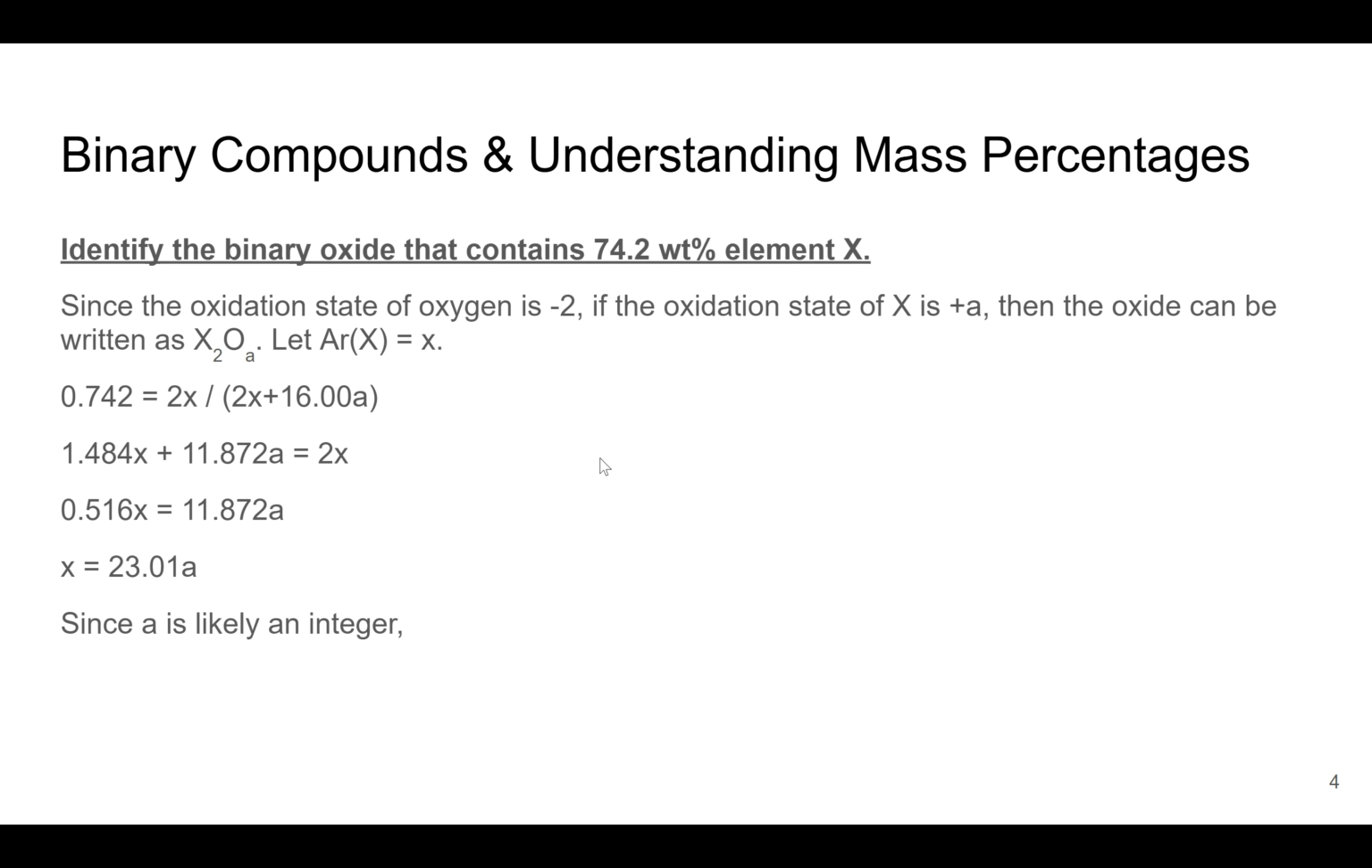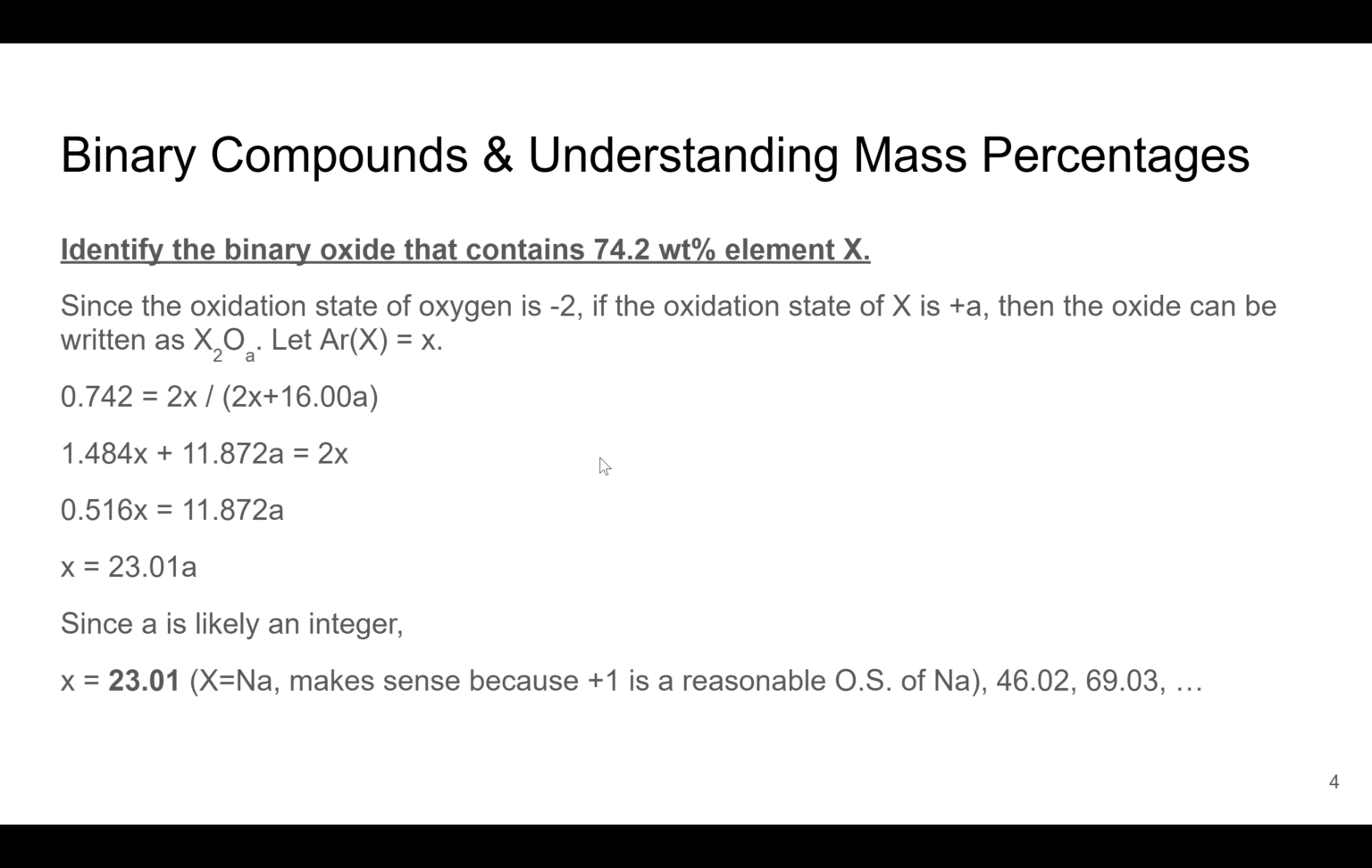So you can substitute A equals 1, A equals 2, A equals 3, and so on. And when you substitute A equals 1, you get that X equals 23.01, which is quite close to the relative atomic mass of sodium. And because in this case A equals 1, we know the oxidation state of sodium is +1, and that's really reasonable. So here we have found a very reasonable answer, and the answer is just Na2O, or sodium oxide.